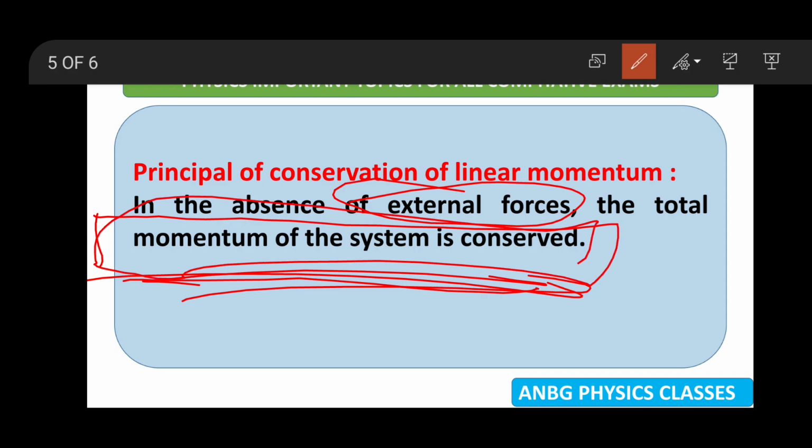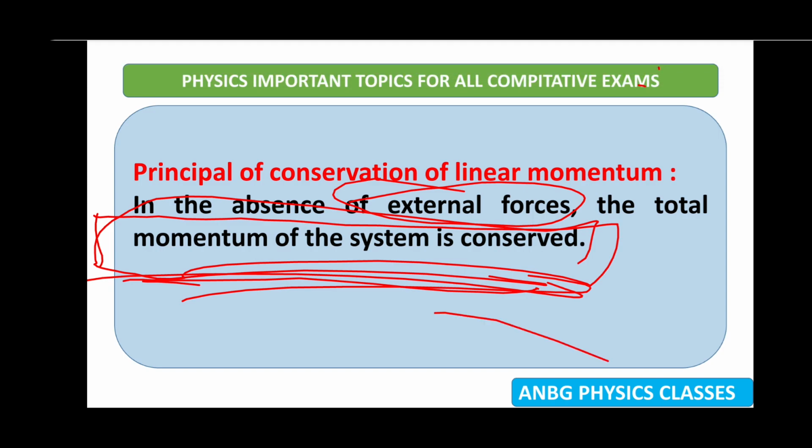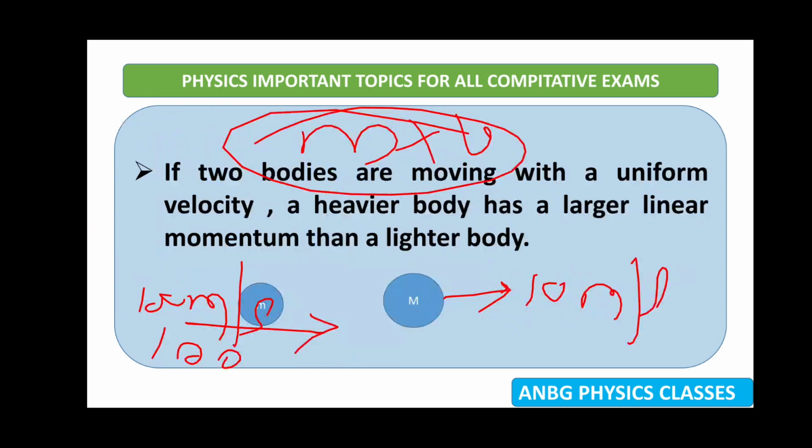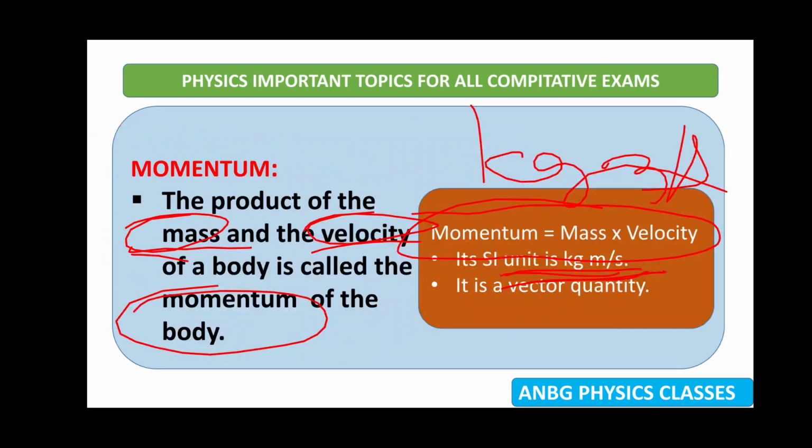I hope you have understood this concept: what is momentum, some examples for momentum, and on which principle a rocket works, that I have also discussed. A rocket works on the principle of conservation of linear momentum, and momentum depends on both mass and velocity. The unit of momentum is kg meter per second, and it is a vector quantity. Dear friends, remember these things. This will help you in the upcoming exams.